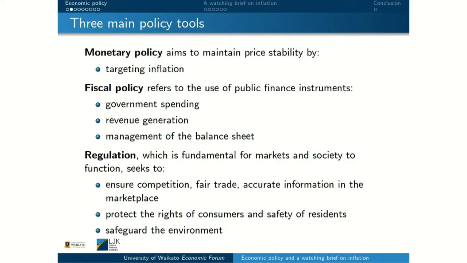The second policy tool is fiscal policy. So the reference here is to the use of public finance instruments. So this includes government spending, revenue generation, and the management of the government's balance sheet. And the third policy tool is regulation, which is really fundamental for markets and societies to function. And so regulation is used to ensure competition, fair trade, accurate information in the marketplace, to protect the rights of consumers and the safety of residents, and to safeguard the environment.